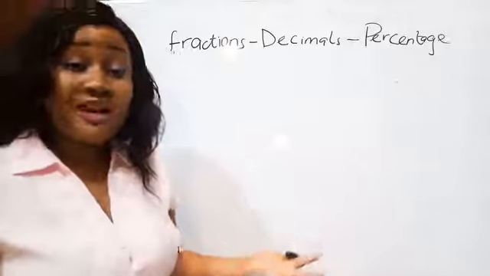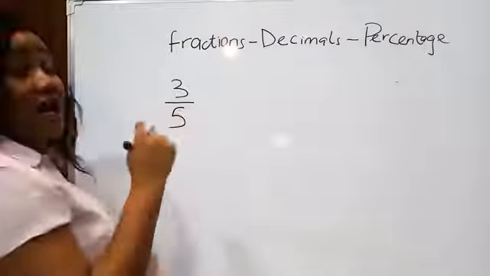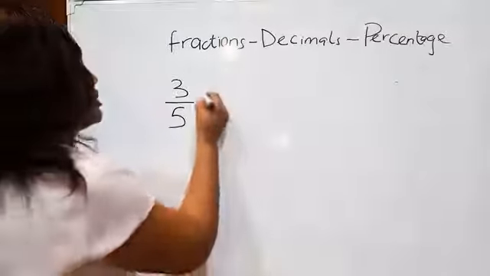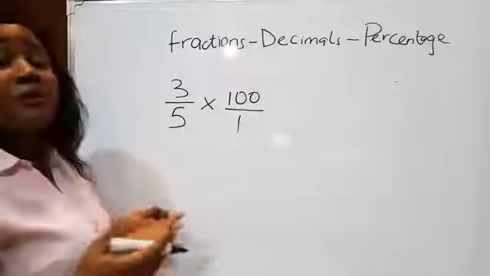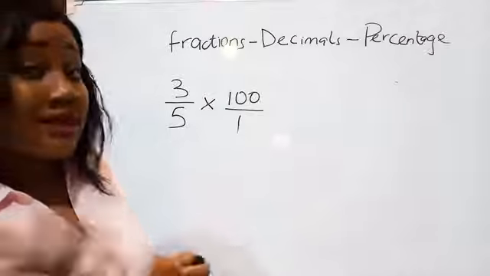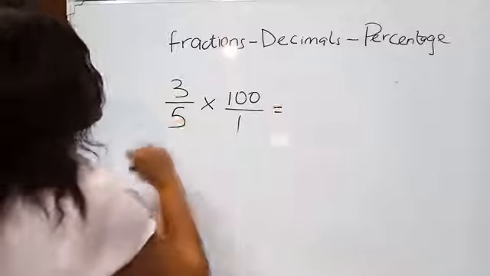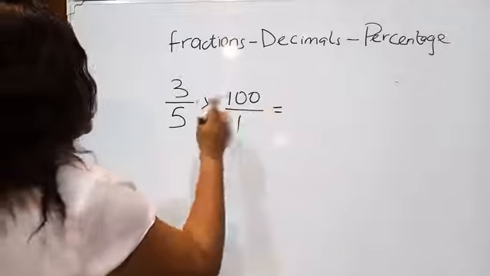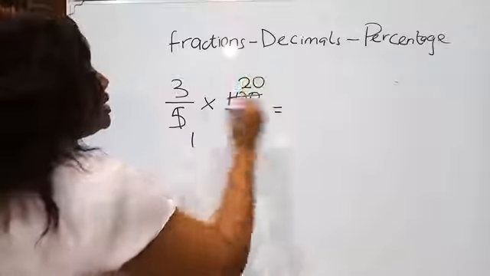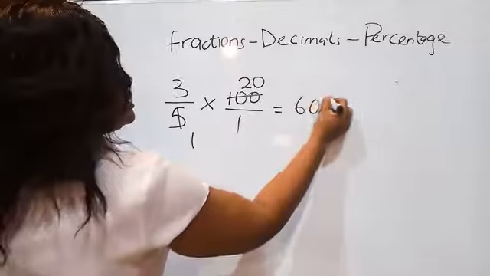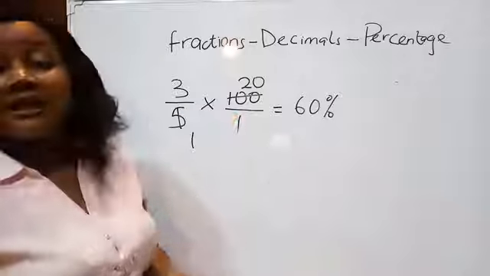If you want to convert fractions to percentages, all you have to do is multiply the fraction by 100. Let's take, for example, 3 over 5, and convert it to a percentage. All you have to do is multiply by 100. I'm sure we still remember how to multiply fractions; we learned it in our previous video. So cancel here, you have 20. Now 20 times 3 is 60%. So 3 over 5 is the same as 60%.